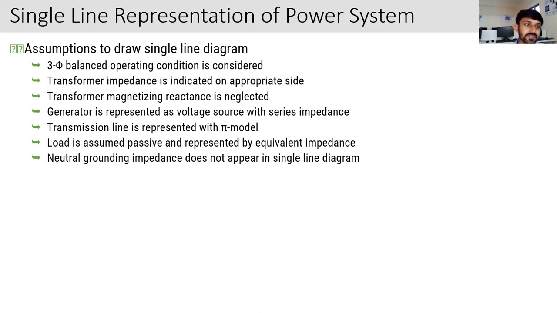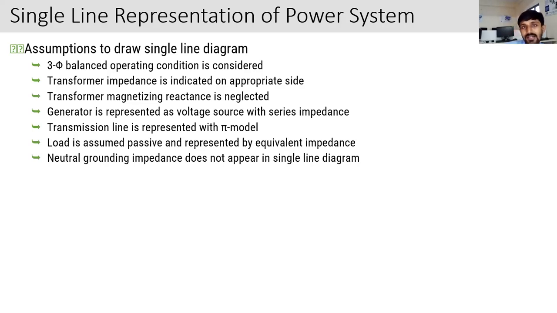The first assumption is that three phase balanced operating conditions are considered. Whenever we represent a system as a single line diagram, we consider all three phases to be balanced in terms of voltage angle, current angle, voltage magnitude, impedance, as well as current magnitude. So we assume the operating condition is the same in all phases whenever we use a single line representation.